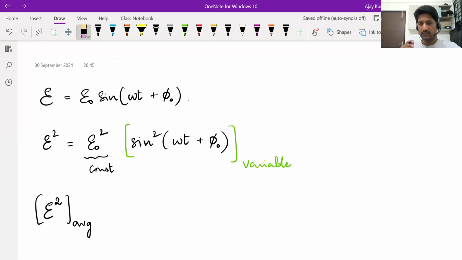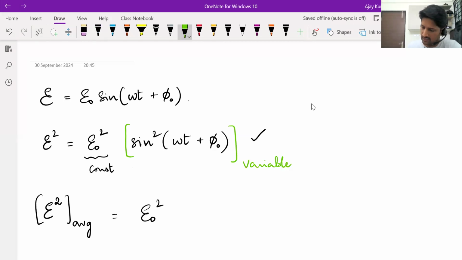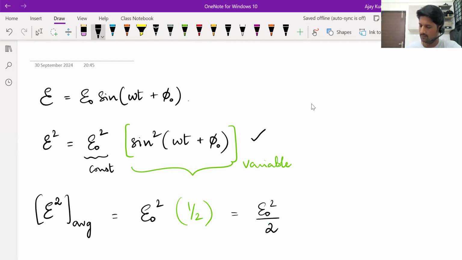Now we want the average of the square, so we should do the square first, which we have done, and now we have to take its average. The average of this function will be E naught square, a constant, and this variable part is the sine square function. Sine square function's average is half. So the average of E square will be E naught square by 2. Just remember the average of the sine square function is half. Based on that, you will be able to solve problems.